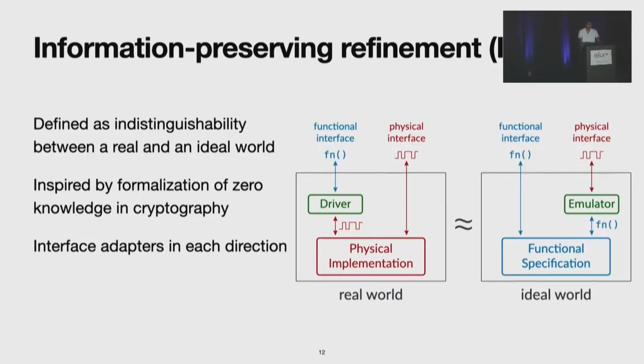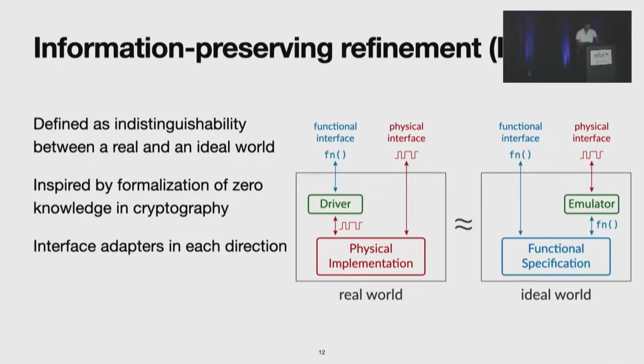And so what IPR does is introduce two new components that act as interface adapters in each direction. On the left side, we have the driver, which exposes a functional interface, and it's implemented in terms of wire level I/O with the implementation. And on the right side, we have the emulator, which exposes a physical interface, matching the interface of the implementation, and the emulator is implemented in terms of querying the specification. The driver and emulator are not part of the implementation in the sense that these are not things that we build and run in practice. They're constructs that exist for the formalization of the security definition and the proof.